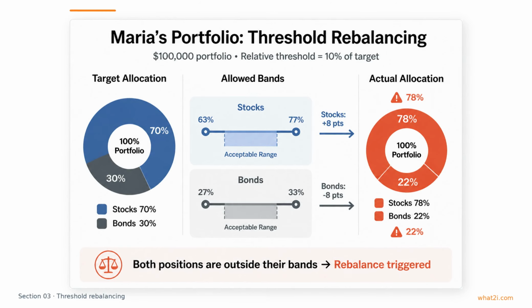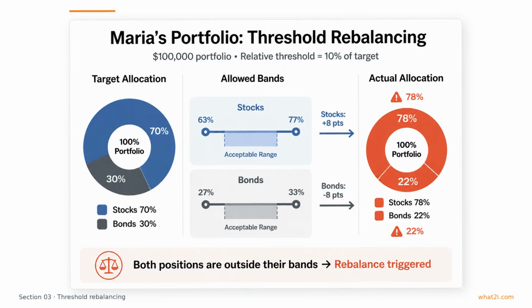Consider Maria's portfolio, which is worth $100,000 and targeted at 70% stocks and 30% bonds. She uses a relative threshold of 10% of each target. That means the stock band runs from 63 to 77%, while the bond band runs from 27 to 33%. Her actual allocation has moved to 78% stocks and 22% bonds. Stocks are above their upper band, and bonds are below their lower band. Because both positions are outside their allowed ranges, the portfolio clearly triggers a rebalance.